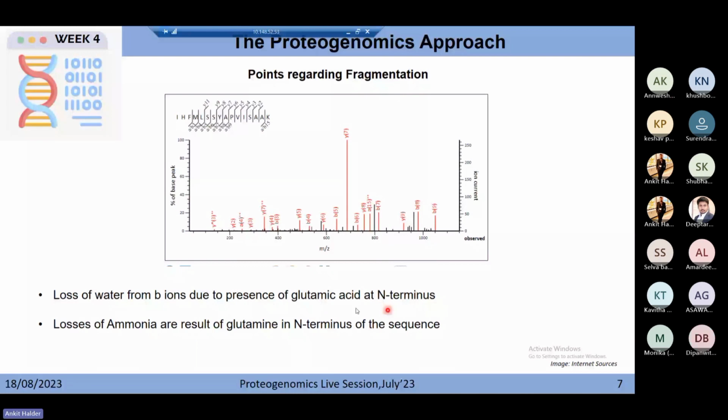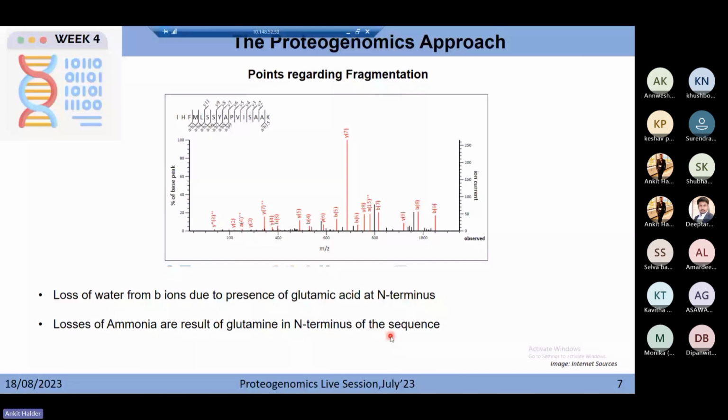Similarly, loss of ammonia happens as a result of glutamine at the N terminus of the sequence. If glutamine is present at the N terminus of the sequence and fragmentation happens, then loss of ammonia is generally seen, which gives you the particular result. So this is how mostly the fragmentation happens, and spectra are generated which are taken forward. It is also necessary to understand this, which we will look into further during the data analysis.